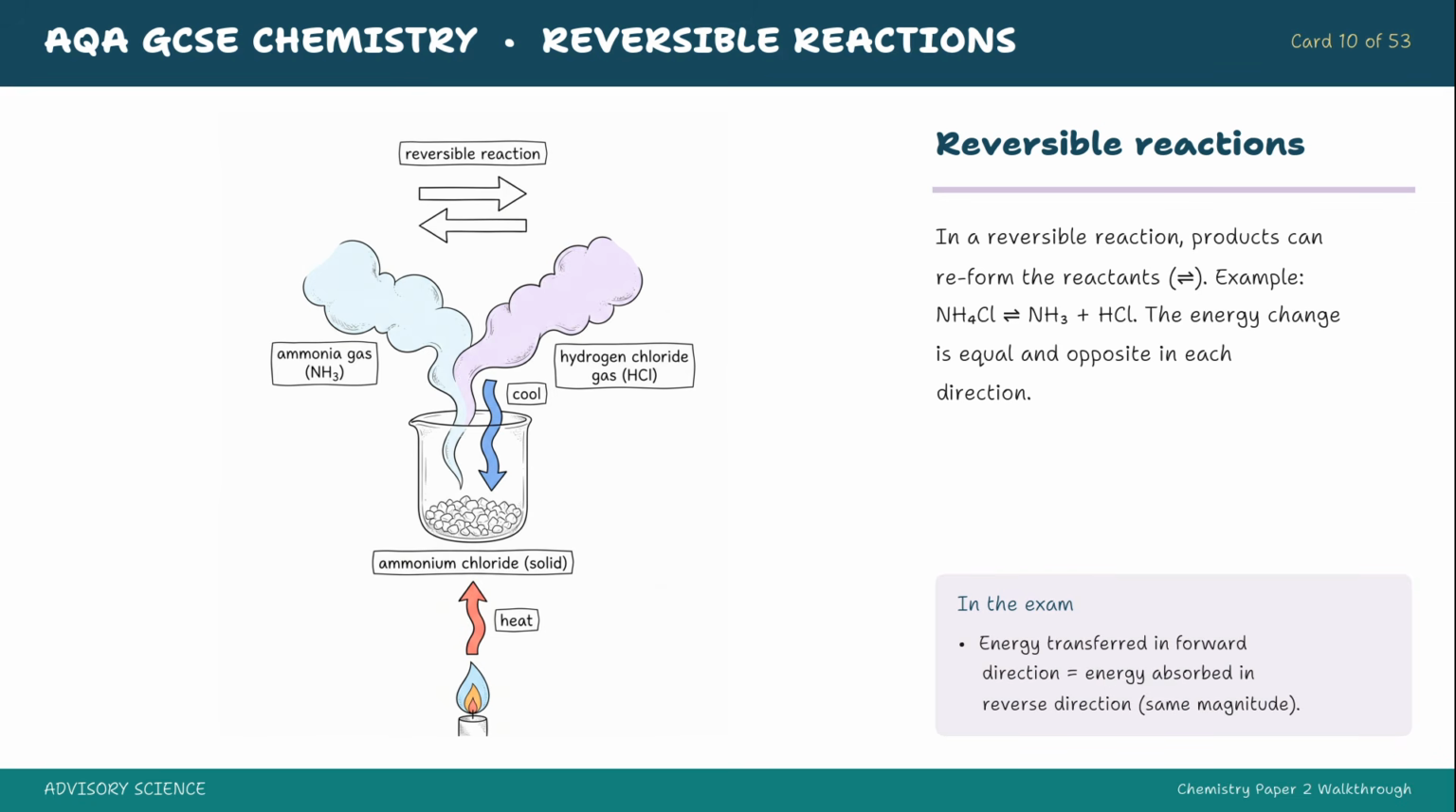In the exam, always look out for the double arrow symbol. Remember that energy changes are also perfectly reversible. If a reaction is exothermic in the forward direction, it will be endothermic in the reverse direction by the exact same amount of energy.